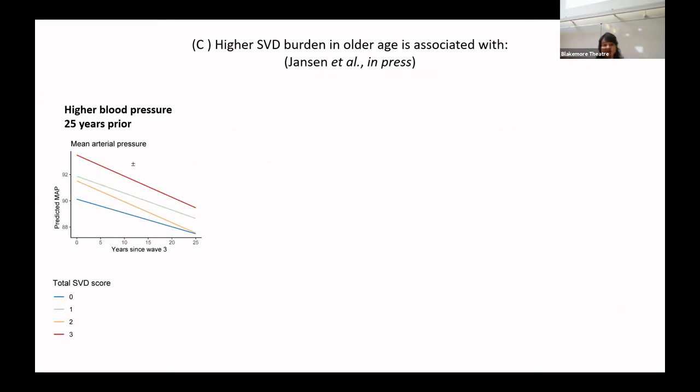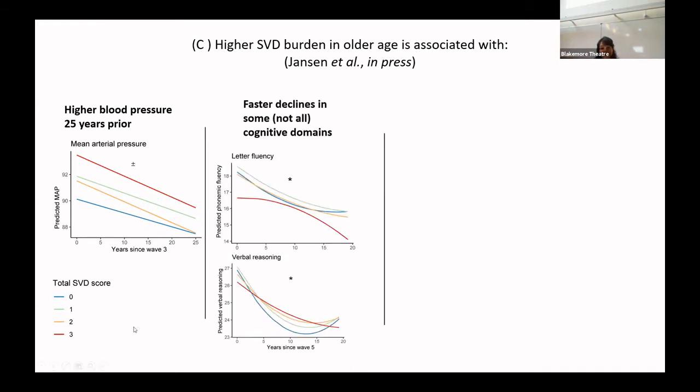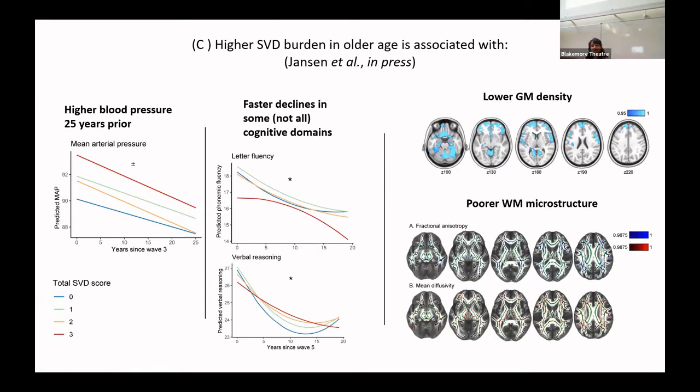What we found was that people in the high SVD burden group, shown by the red line here, started out with much higher blood pressure compared to the low SVD burden groups 25 years before their scan. So again, in midlife, your blood pressure is associated with your SVD burden in the brain 25 years later. People with high SVD also had faster rates of cognitive decline across a few cognitive tests looking at fluency and verbal reasoning. They also had other markers of brain deterioration, so lower gray matter density, including in the frontal regions and the hippocampus, and, like I told you earlier, lower measures of white matter microstructural health measured with diffusion imaging.